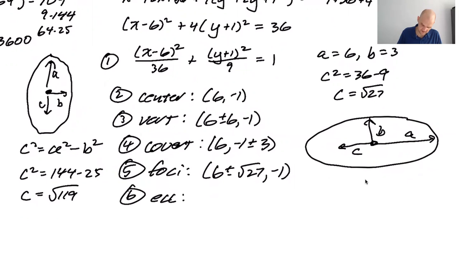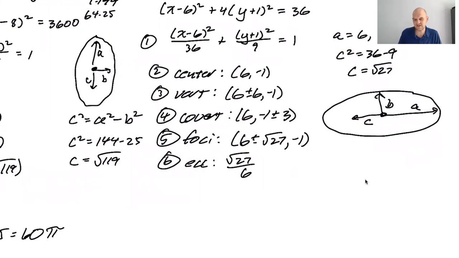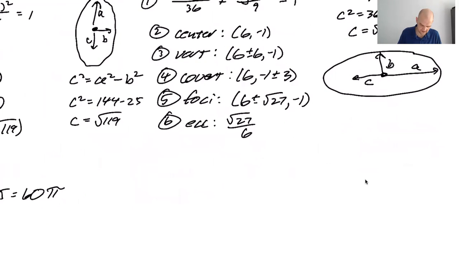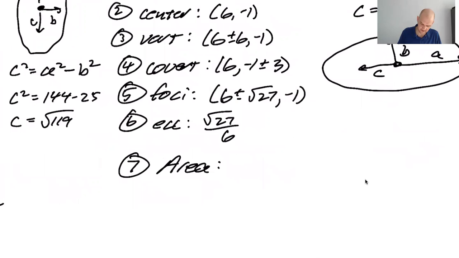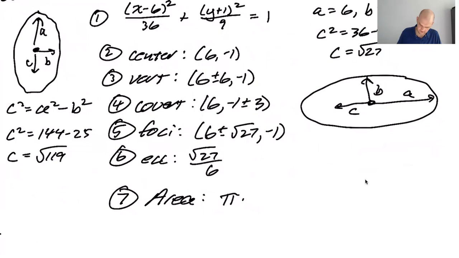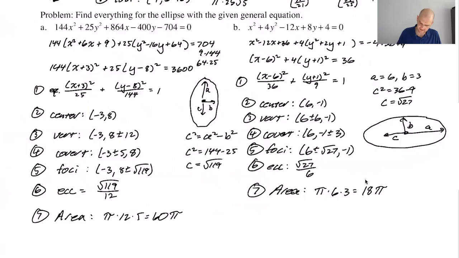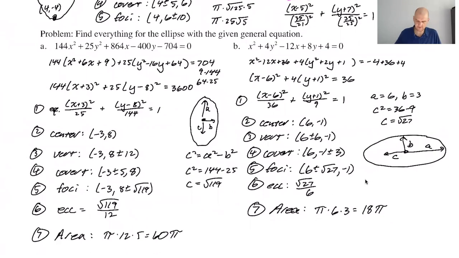Eccentricity is going to be c over a, so radical 27 over 6. It's always good to check and make sure that's less than 1, because for an ellipse, it has to be between 0 and 1. But that's a very rough check, because you can make a whole lot of mistakes and still get something less than 1. And the area is pi times a times b. So pi times 6 times 3, which is 18 pi. All right, 7 things. There we go.